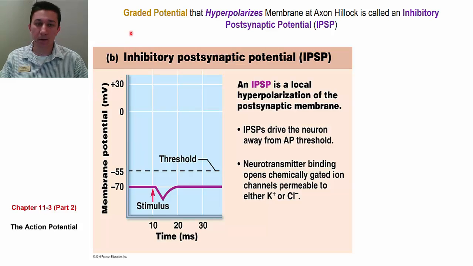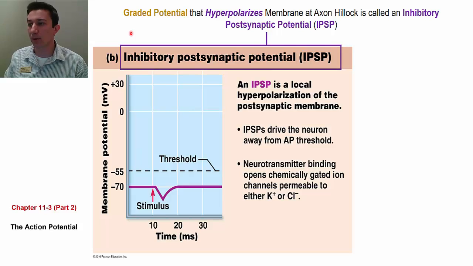In contrast to that, we also have graded potentials that bring our membrane further from the threshold for creating an action potential, and that's called an inhibitory postsynaptic potential, or IPSP. Basically, this is a graded potential that hyperpolarizes, or makes our membrane voltage more negative, bringing that membrane voltage further from threshold. Essentially, what this means is an IPSP event will make it more difficult for an action potential to be generated.